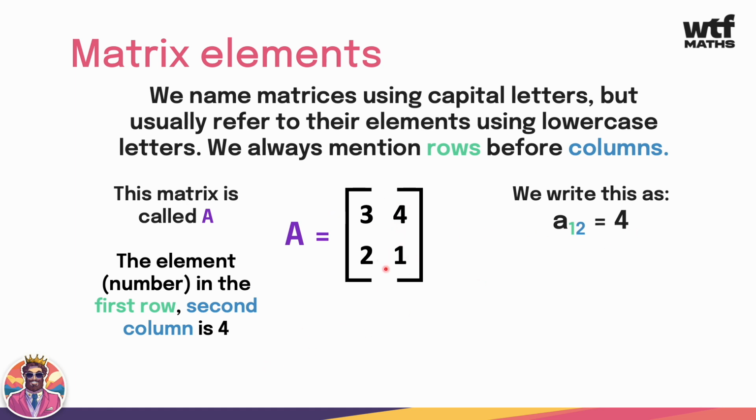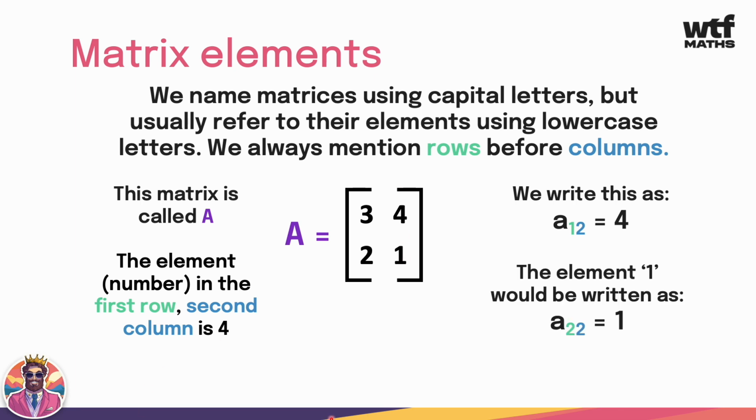If we wanted to talk about this 1, we need to work out, okay, what row is it in? It's in the second row. It's in the second column. So we'd say the element 1 is a22. So just be aware, if you ever see this, the letter refers to the name of the matrix. The first number here is the row, and the second one here is the column.